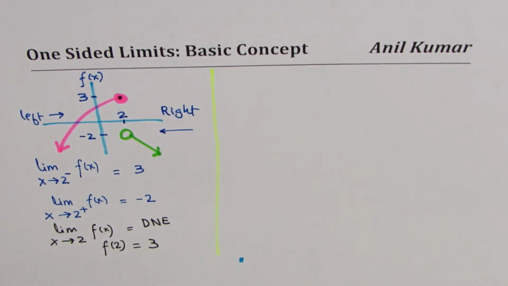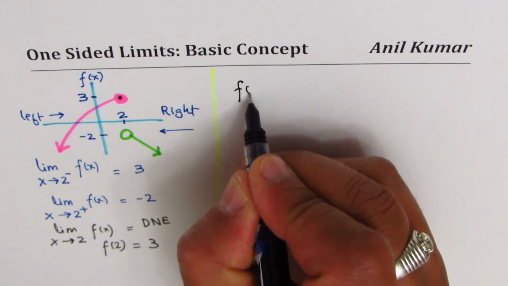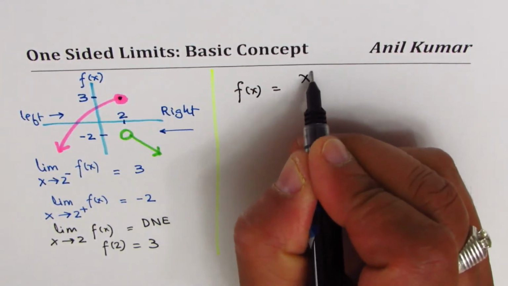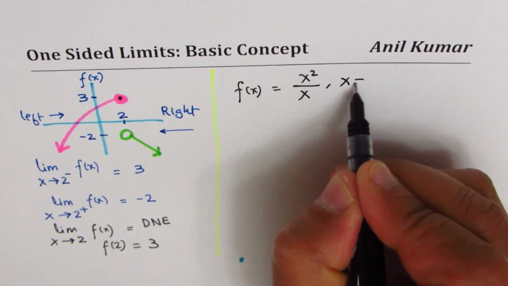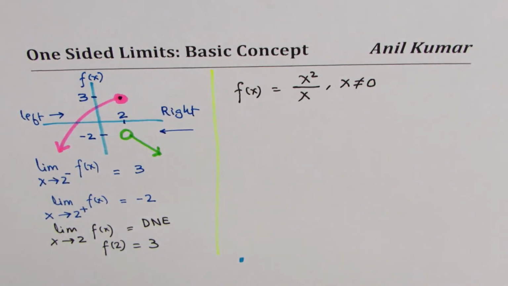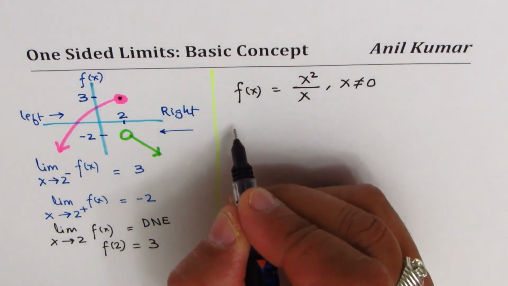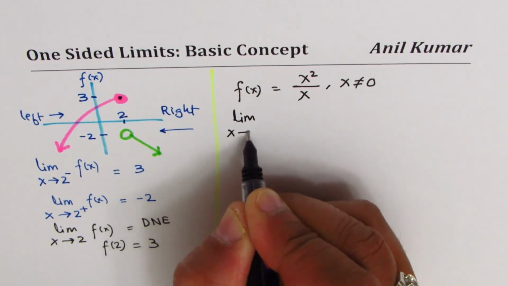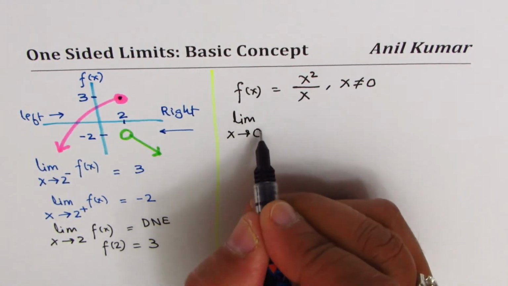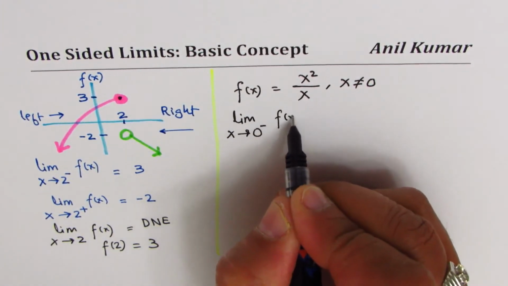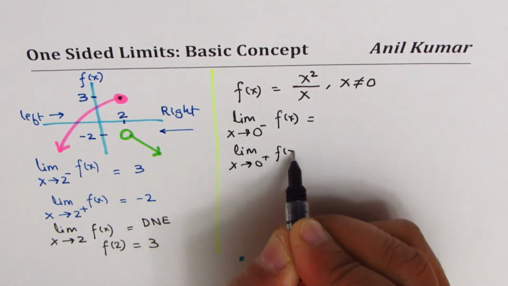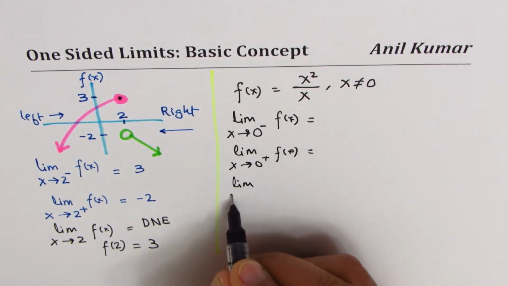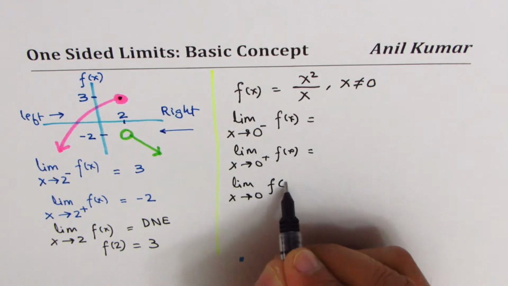Now let me take another example. So let's take an equation this time. We have a function f of x, which is x squared divided by x. As you can see from here, x should not be equal to 0, because then it is not defined. Is that okay? So for this particular function, you need to find the limit as x approaches 0 from the left side, that is minus. You need to find the limit when x approaches 0 from the right side. For the same function, you need to find the limit when x approaches 0, right?